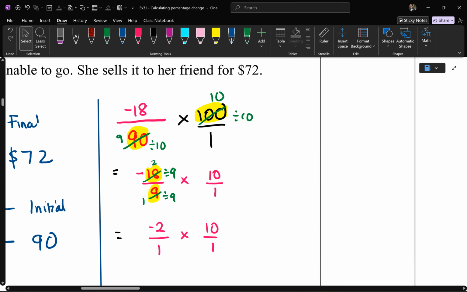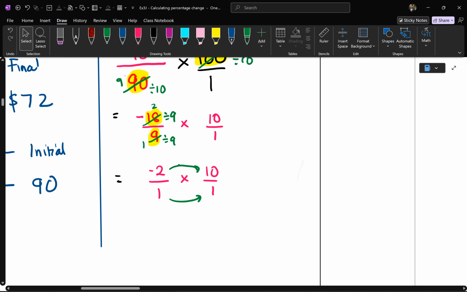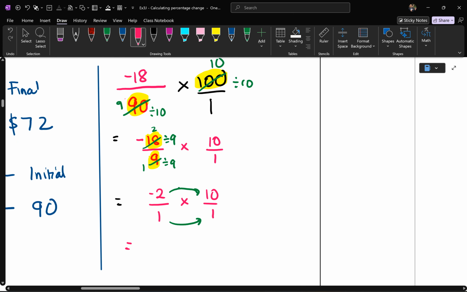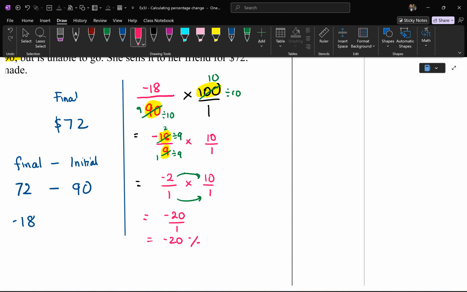Now let's multiply top with top, bottom with bottom, and you should get negative 20 over 1, which is negative 20. Now you don't finish off your answer with negative 20, because that's not what we were looking for. We're looking for a proportion as a percentage, times by 100. There's my negative 20%.